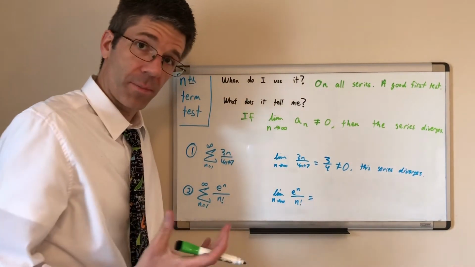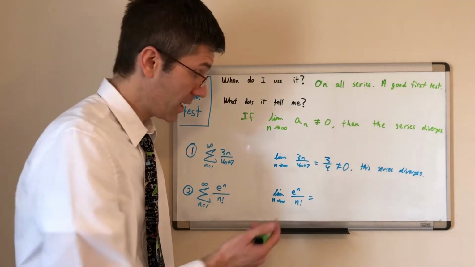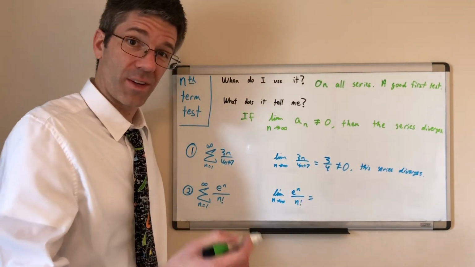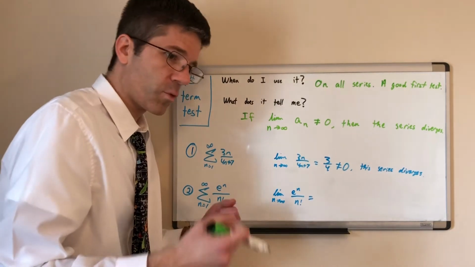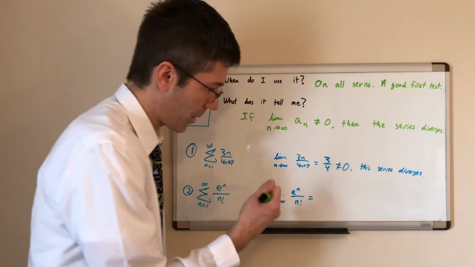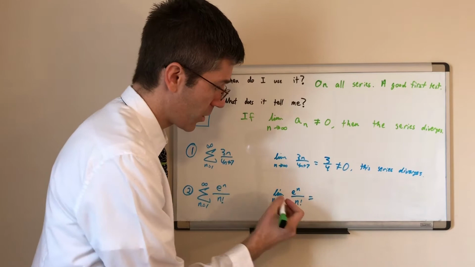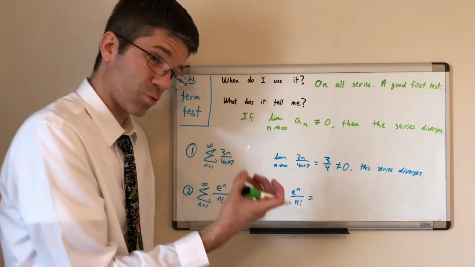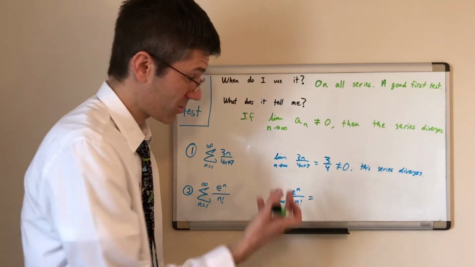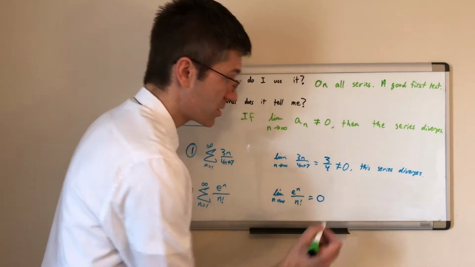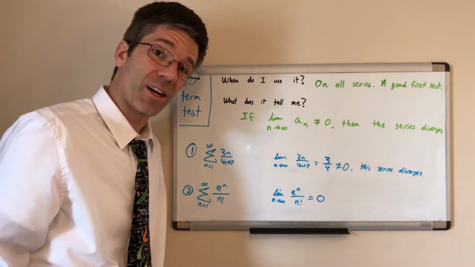Now, e to the n is pretty powerful. It gets really big really fast. n factorial gets bigger faster. So in terms of which one overpowers the other one, the denominator overpowers the numerator. So in this particular case, the denominator gets really, really big, much faster than the numerator does. So this approaches 0. So what can I say? Can I say it converges?